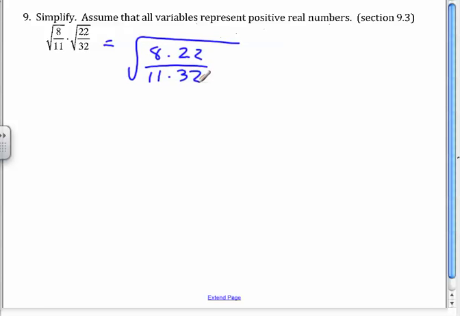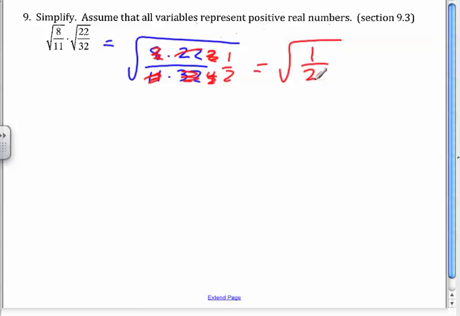Now the reason I didn't go ahead and multiply is because I can see I can cancel in there. And you'll notice that the 11 cancels with the 22. That just goes away and this becomes 2. And the 8 cancels and the 32 becomes 4. And then this reduces to 1 over 2. So I get the square root of 1 over 2.